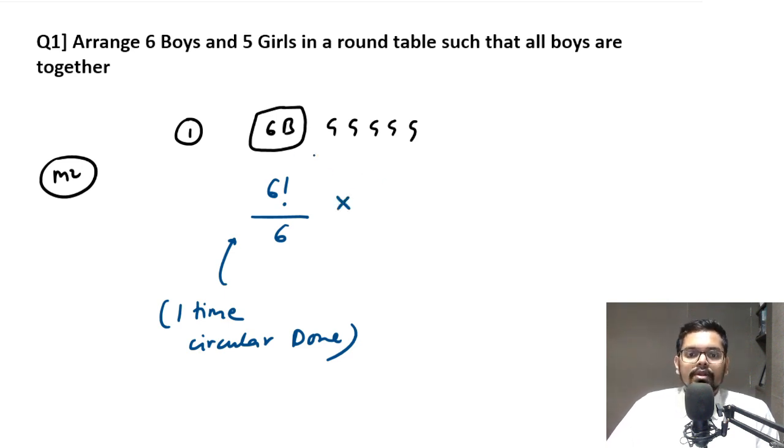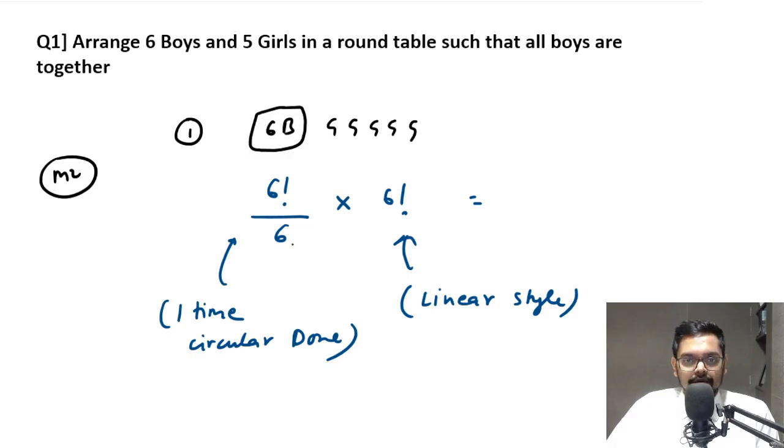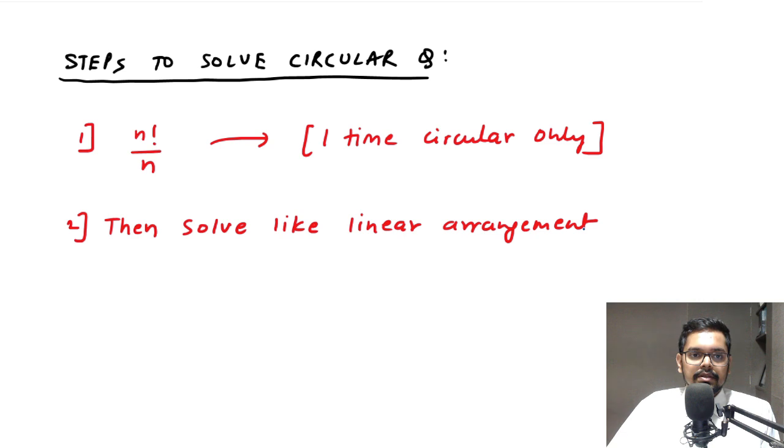And also we know that in this box we have 6 boys. So 6 boys can be arranged among themselves in 6 factorial ways as per the linear arrangement style. Okay, and that is the final answer. So 6 factorial by 6 is nothing but 6 into 5 factorial by 6, which is 5 factorial, and into that we have 6 factorial. Understood? So this is how we solve the question using method 2. What we do is, one time we use the circular and then no more circular, then always linear style.